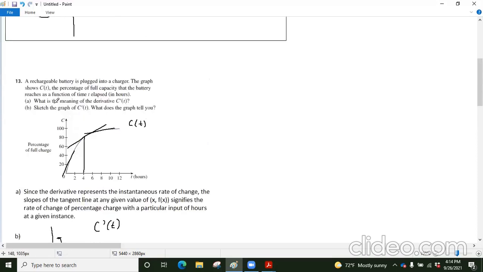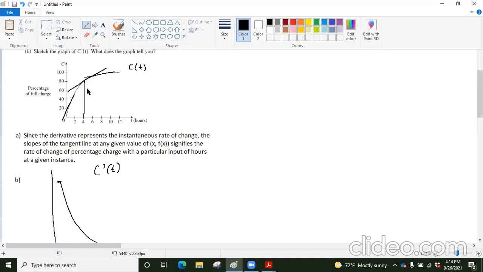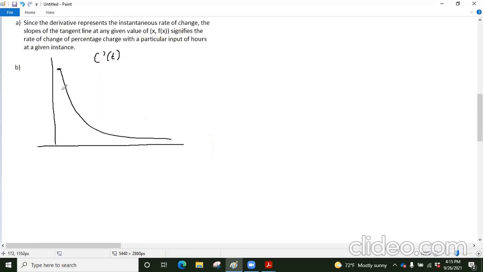And then as for the sketch of C of t, what does the graph tell you? Well, it tells you that at an initial point in time, at zero and then onwards, it's very positive, which means the rate of change is positive, and it slows down as time elapses. So as you're moving forward, as that percentage charge is increasing, we can see the rate of change decreases, in the sense that the rate at which the battery charges decreases.